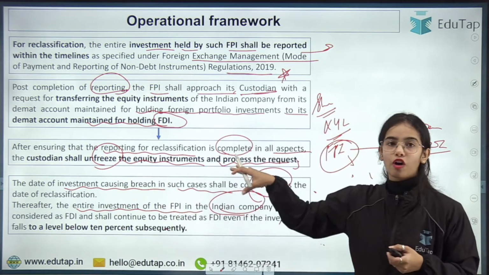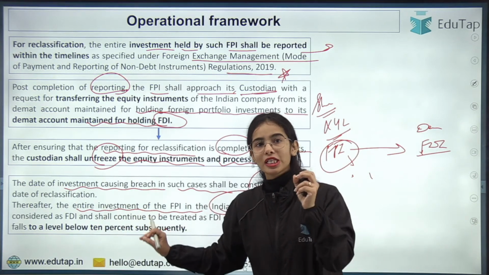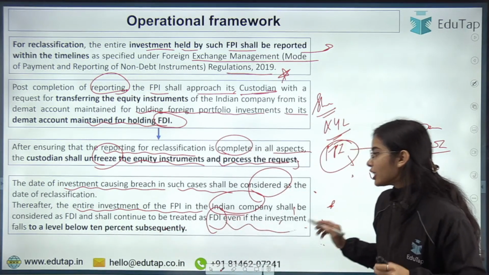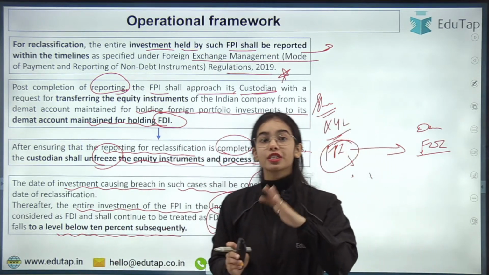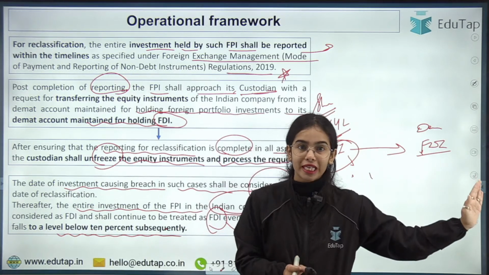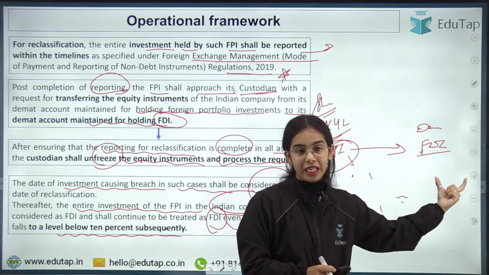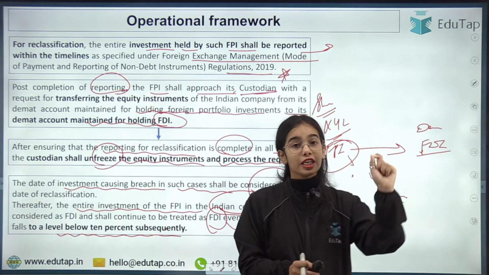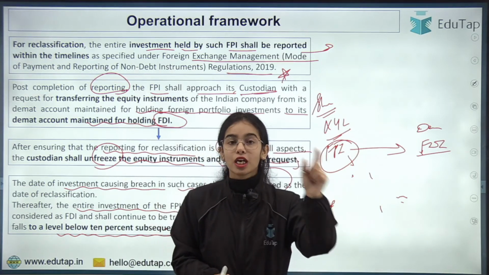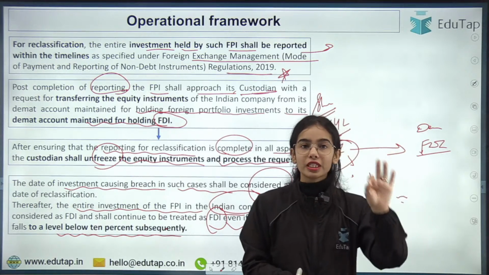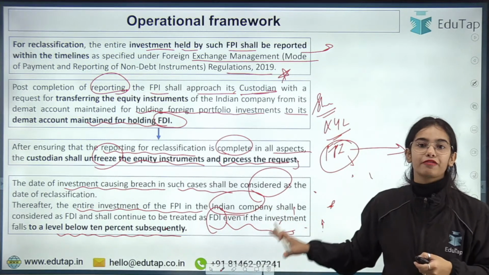So the entire investment of the FPI in the XYZ company shall be considered as FDI now and shall continue to be treated as FDI even if the investment falls below 10% subsequently. Once the shares have been transferred to the demat account of FDI, if the holding decreases, it will still remain in the demat account of FDI and will still be considered as FDI even if the holding goes below 10%. So once there is the reclassification to FDI, even if the holding falls below 10%, it will continue to be considered as FDI only.